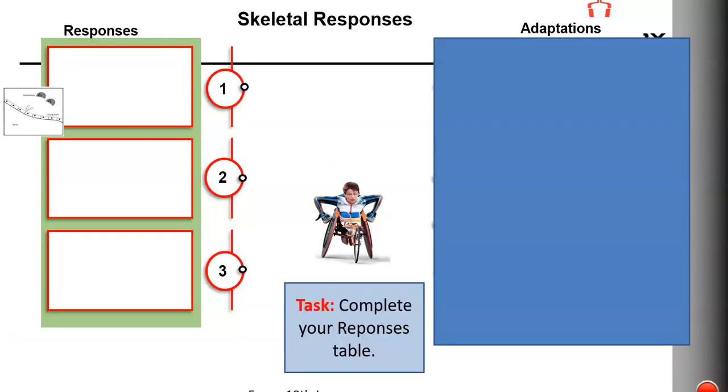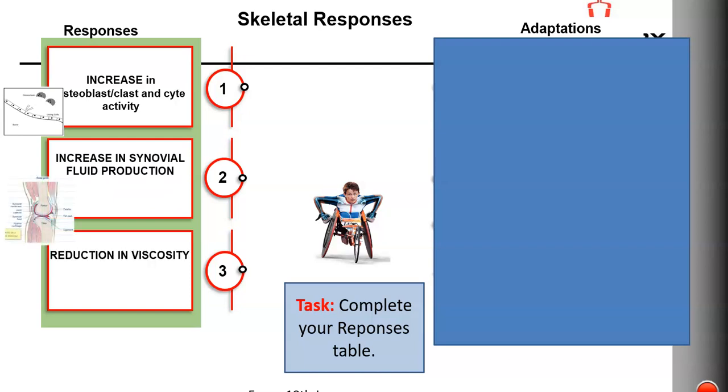So overall, for this system, we need to know of the 3 skeletal responses first and foremost. So we have an increase in osteoblast, osteoclast and osteocyte activity. Second response we need to know of is an increase in synovial fluid production. And the third one is a reduction in viscosity.